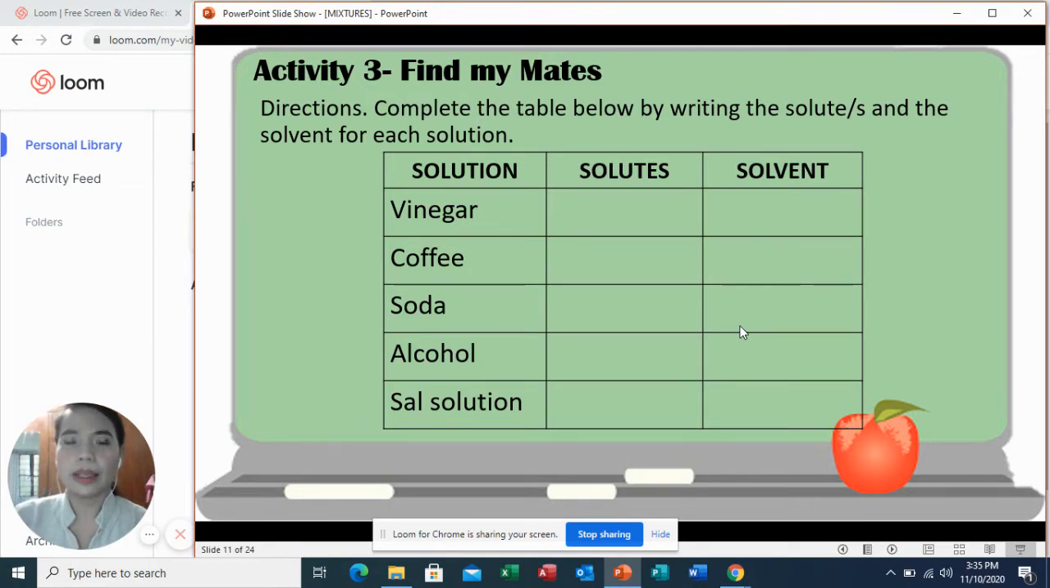So you're going to write down the solute and the solvent for each given solution. Like for example, in vinegar, what is the solute? In vinegar, the solute is acetic acid, and the solvent is water. So you do the other examples of solution.